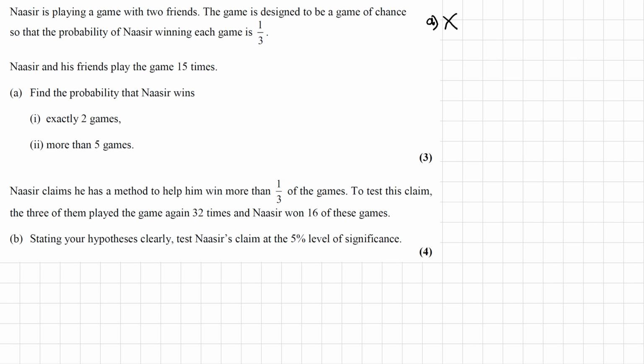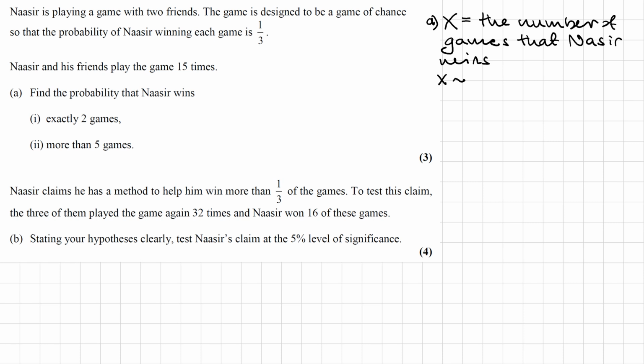Now I'm going to say what my random variable X is. This is optional, but I'm going to write down that X is equal to the number of games that Nasir wins. I just find this helpful in trying to fully understand the question. The number of games that he wins is a binomial distribution. The number of trials is 15, and the probability that he wins a game is 1/3. So we should always state what our model is for the question.